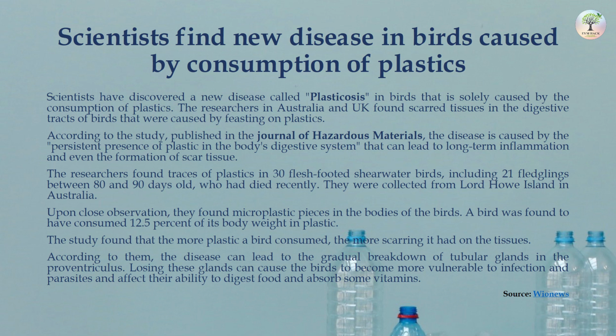According to them, the disease can lead to the gradual breakdown of tubular glands in the proventriculus. Losing these glands can cause the birds to become more vulnerable to infection and parasites and affect their ability to digest food and absorb some vitamins.